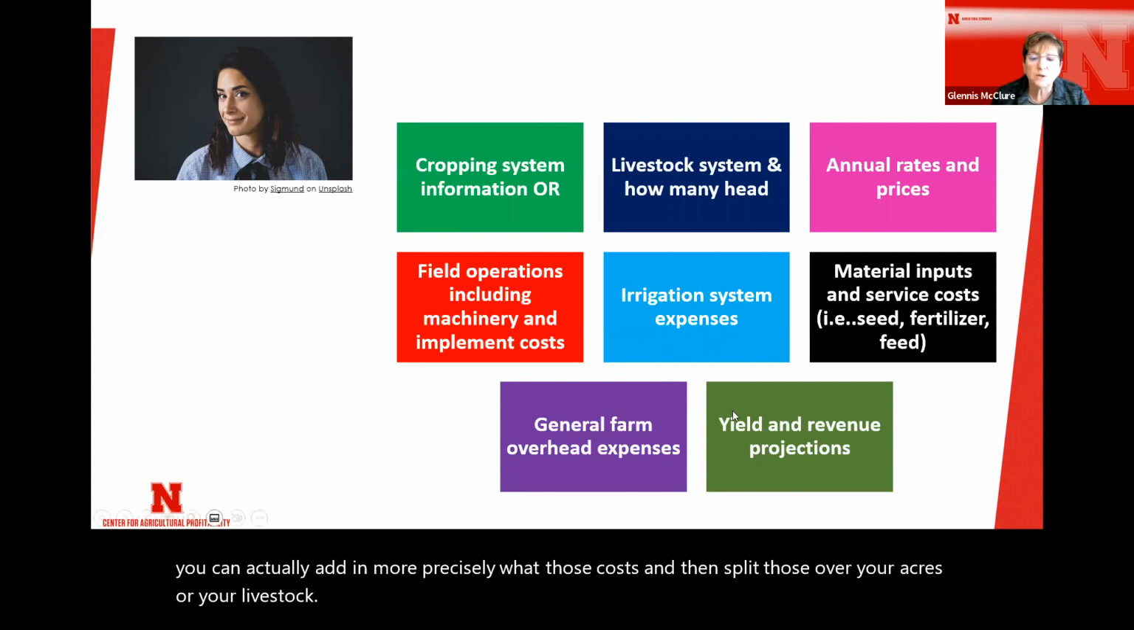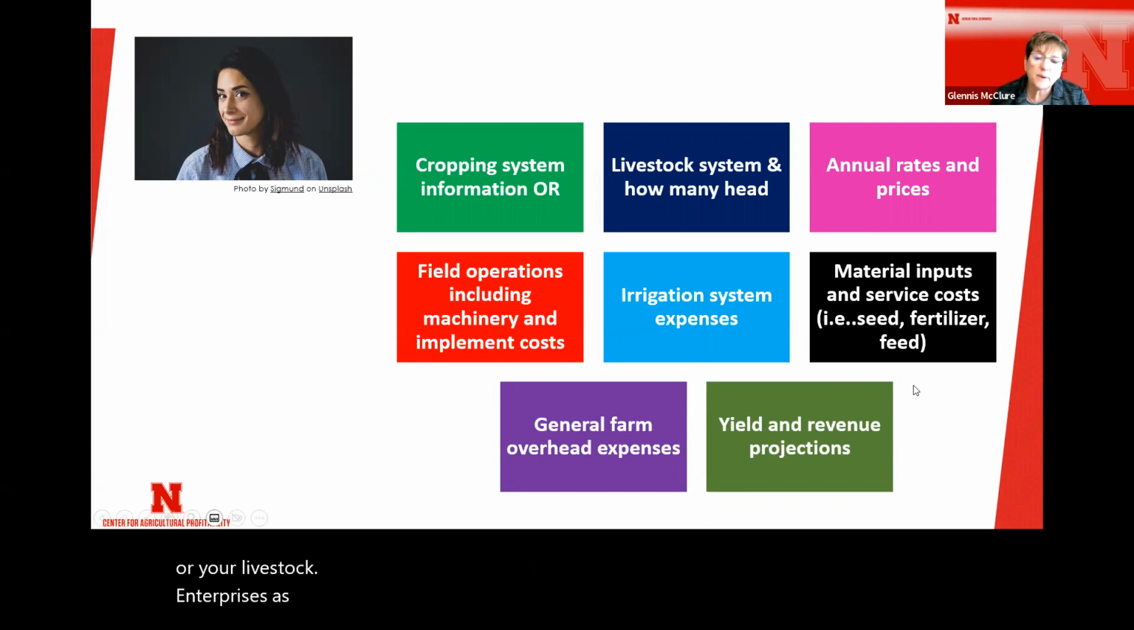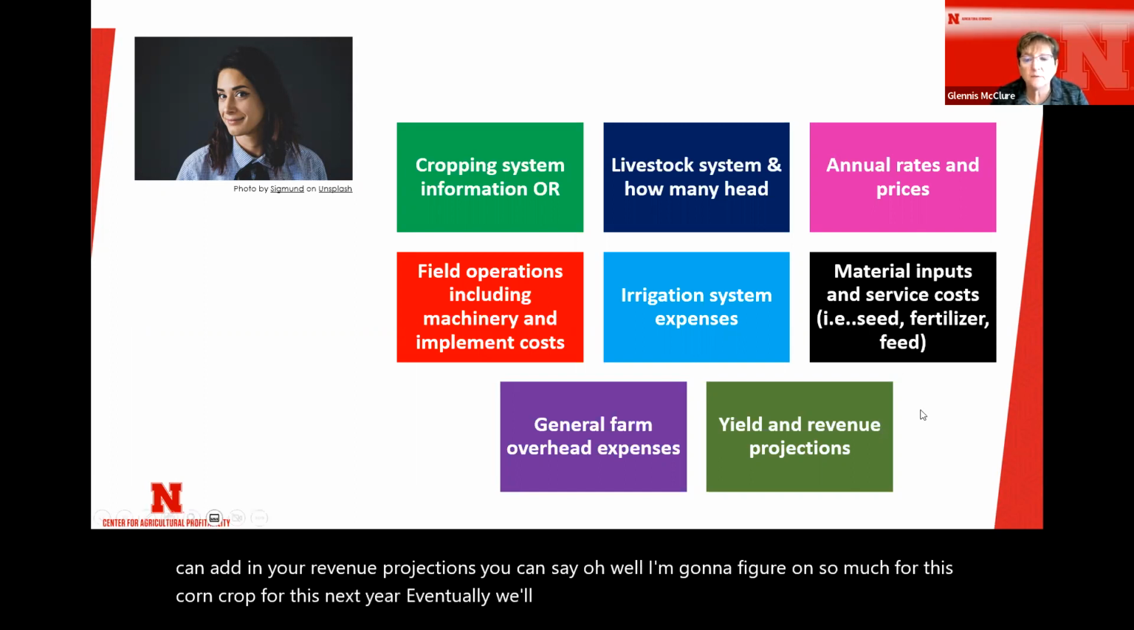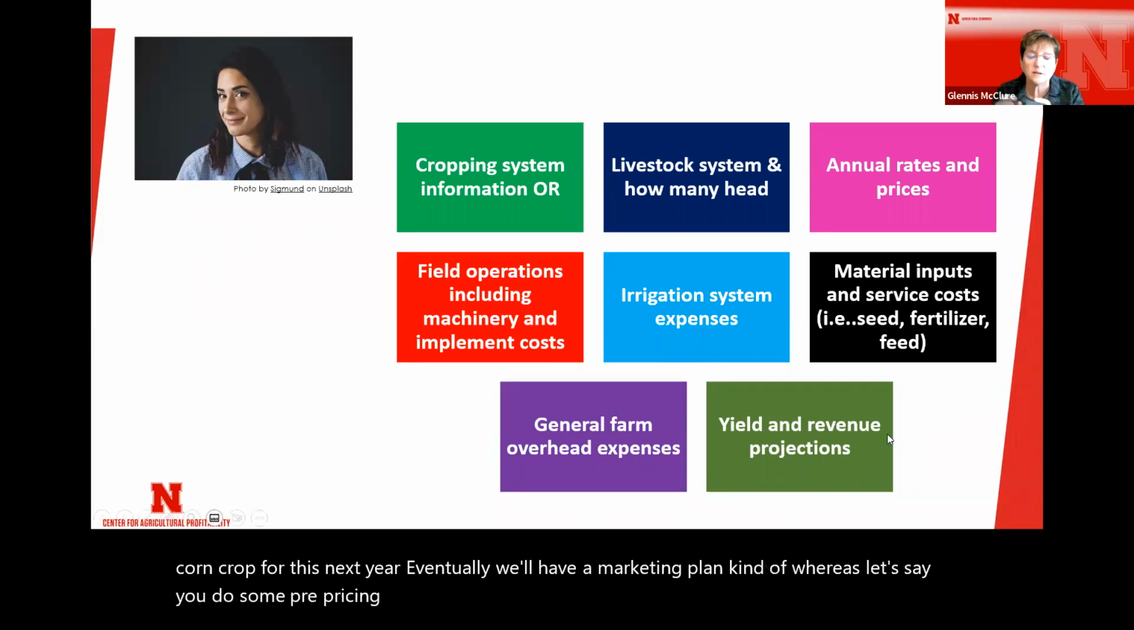enterprises. One of the things that's really nice about our ABC program now is you can add in your revenue projections. You can say, I'm going to figure on so much for this corn crop for this next year. Eventually we'll have a marketing plan, whereas if you do some pre-pricing, you can enter that as you go along, but that's one of the things yet to come.